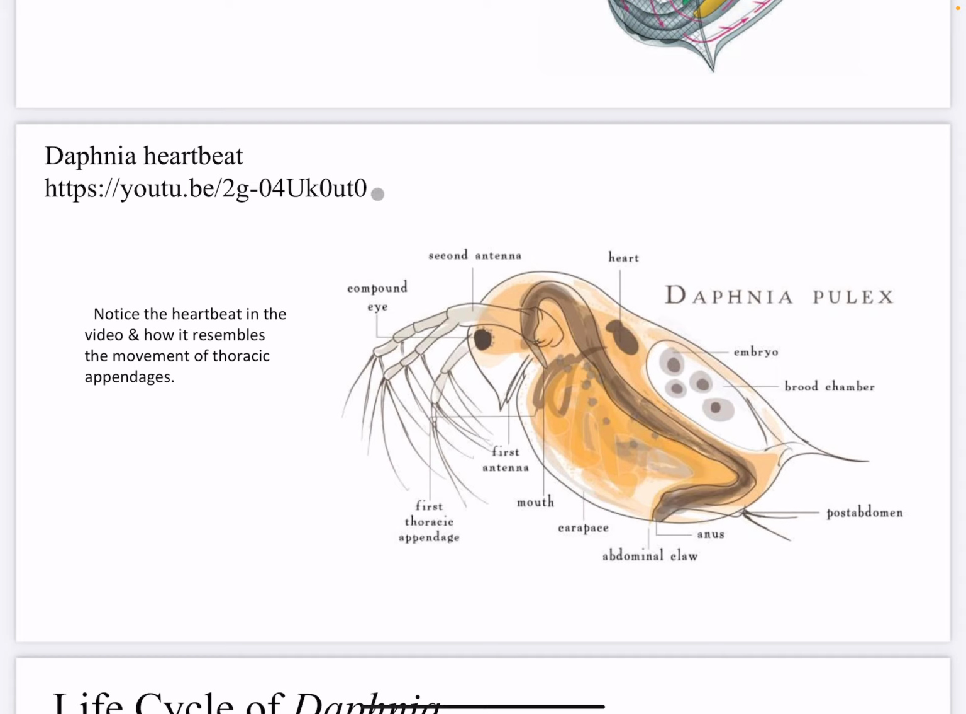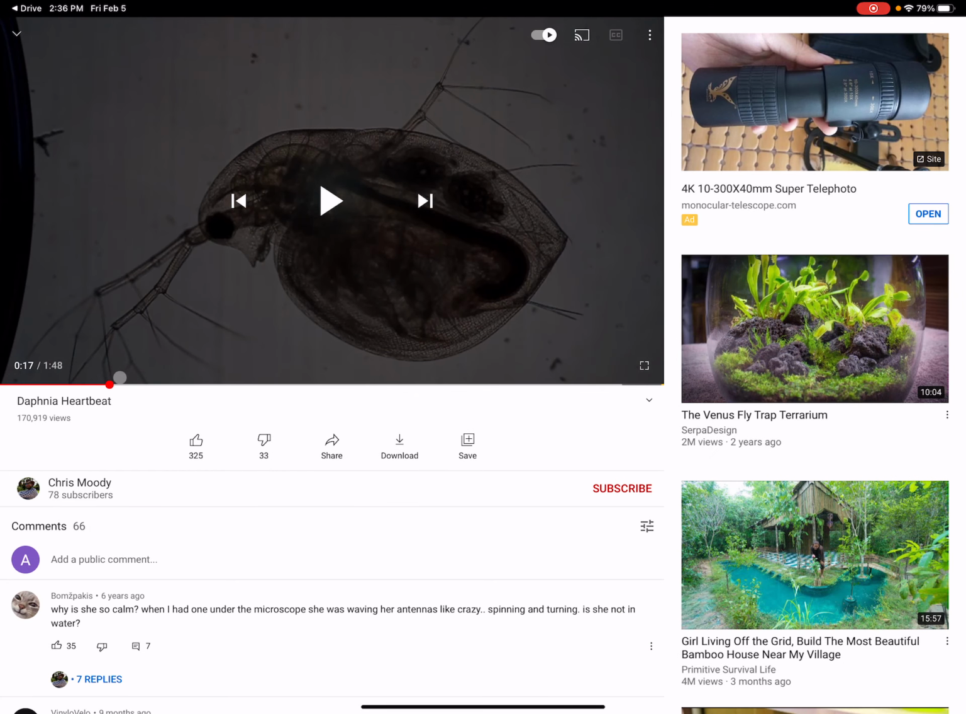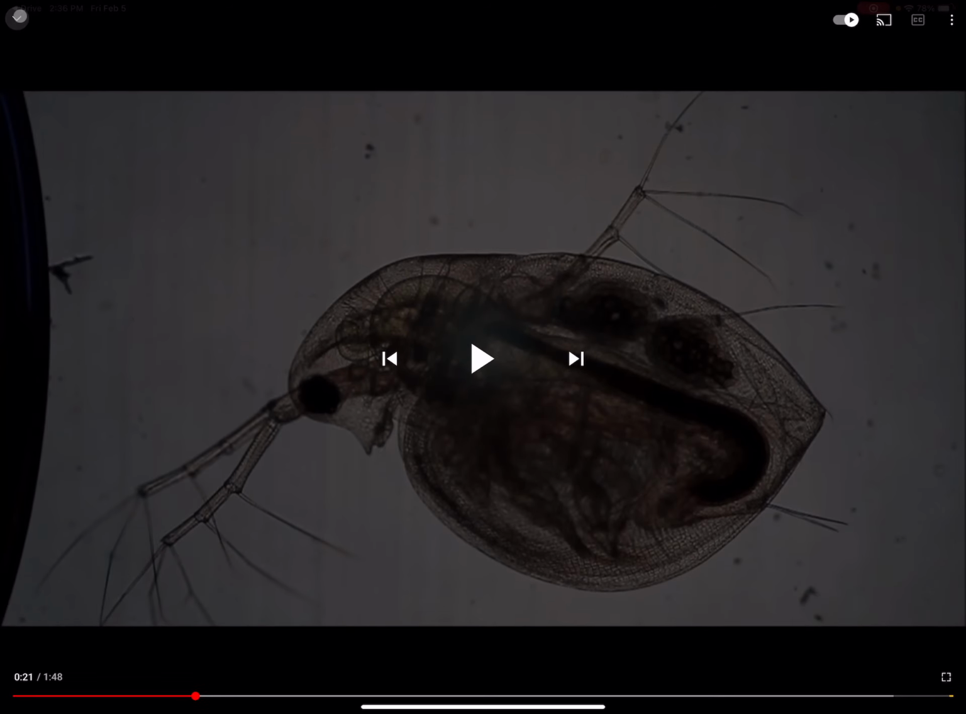And so I'm going to show you a YouTube video, and you'll be able to see how it resembles the movement of thoracic appendages. And this is what you'll be looking at in lab, so this will give you a little bit of familiarity with what you're looking for exactly. So as you can see, here's the heart, and it's pumping that hemolymph around the body of the Daphnia, and you can kind of see the movement of the hemolymph down in here. Okay, so that'll kind of give you an idea of what you're looking for in the lab.